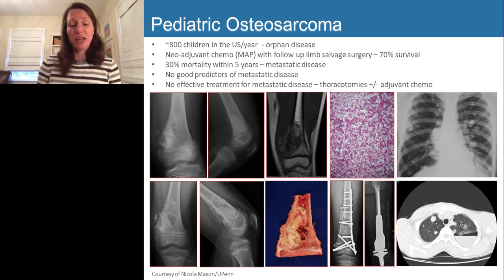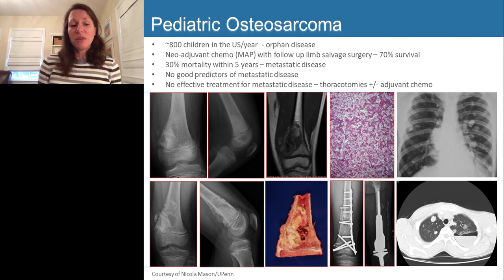Pediatric osteosarcoma, in contrast, is an extremely uncommon disease. So less than 1,000 children are diagnosed with this disease in the US. These children undergo neoadjuvant chemotherapy with follow-up limb salvage. Even with, again, the aggressive treatment approach, 70% of them will have long-term survival, which means 30% of them will succumb, again, mainly due to metastatic disease within 5 years of diagnosis. And there really aren't any good predictors or effective treatment strategies for metastatic disease in children either.